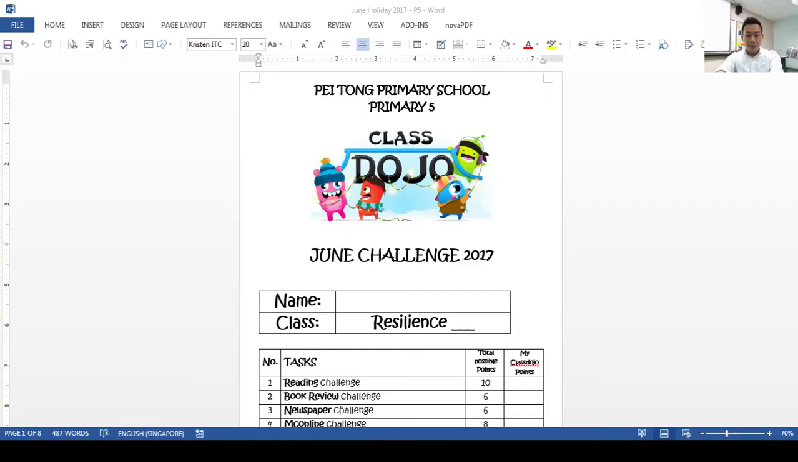So basically, these are the two areas that I want to talk a little bit more about in terms of the SA1 paper. Now moving on, I would like to talk a little bit about the holiday assignment. For my classes, instead of just giving them a practice paper, I thought that we need to focus on the reading aspect.